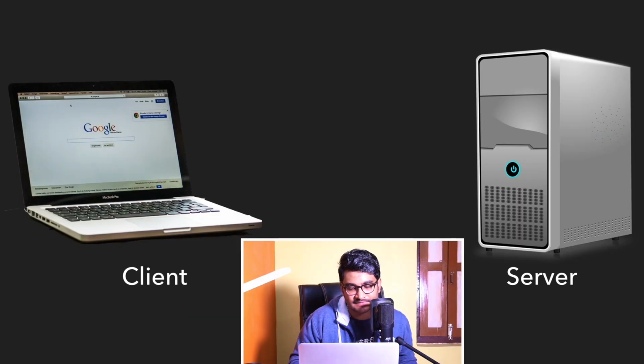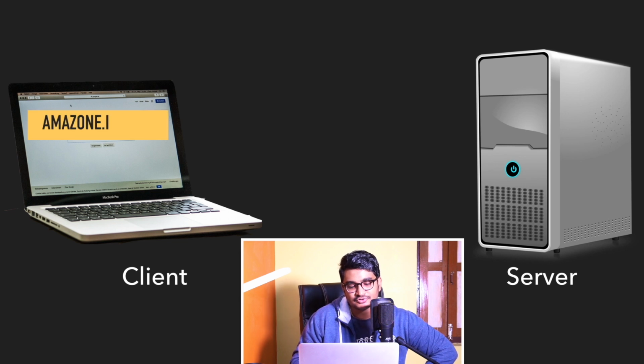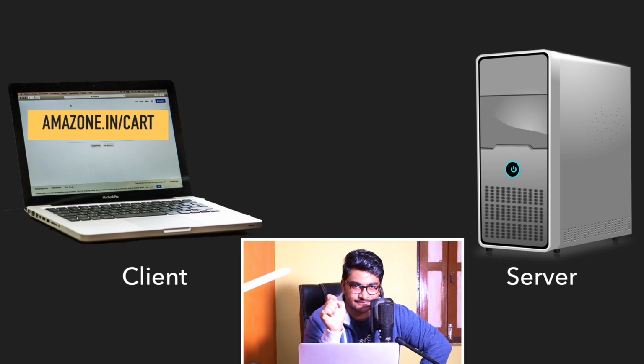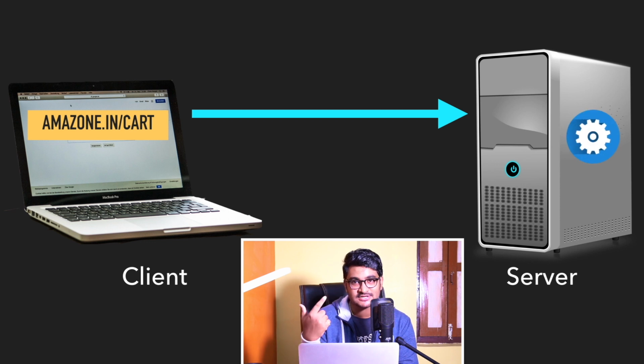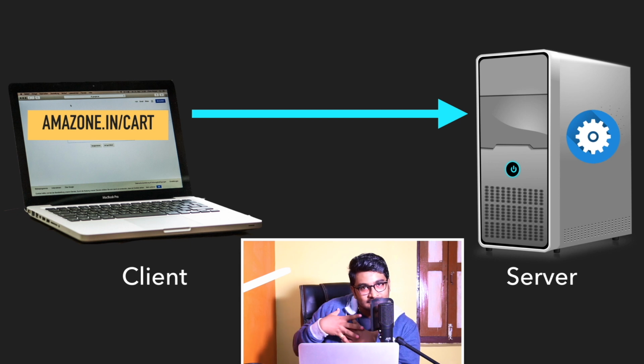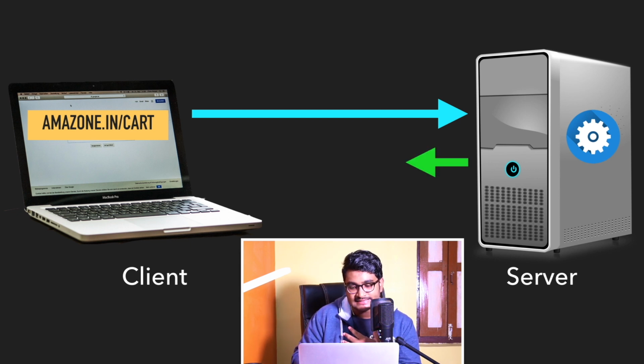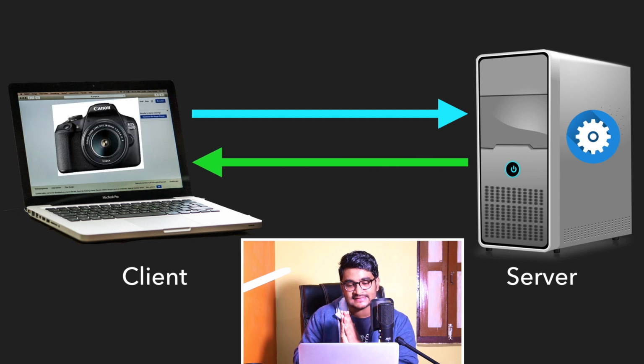So now imagine that, again, this is a new screen. Let's imagine this is my computer again, my client, and this is the Amazon server. Let's say I'm trying to hit amazon.in/cart. I want to see whatever items I've already added to the cart. So again, a request will go to the server. Now this server identifies me, that this is me connecting to the Amazon server. It does some processing and creates a page dynamically which was built for me. It gives me that page back, and I can see a camera in my cart.